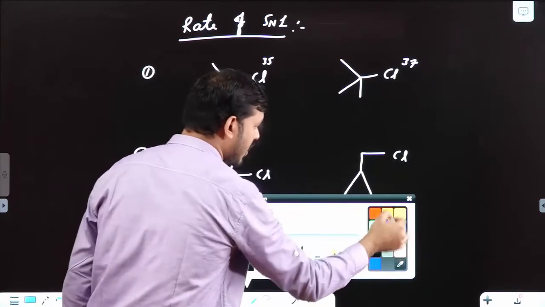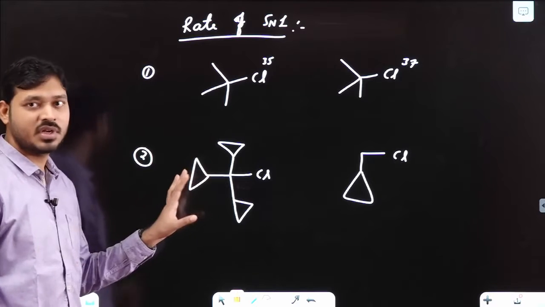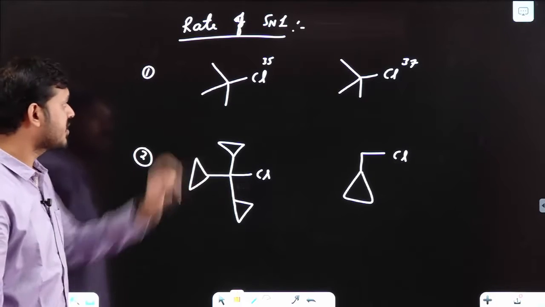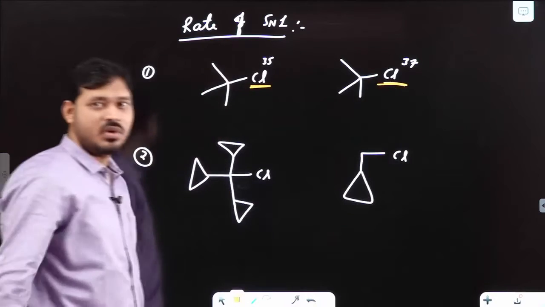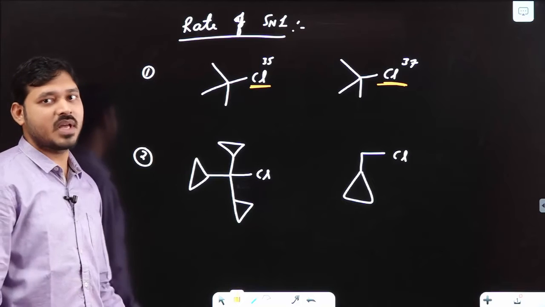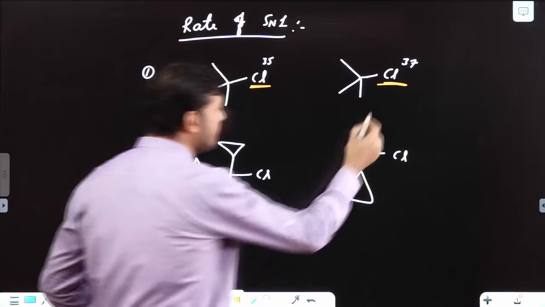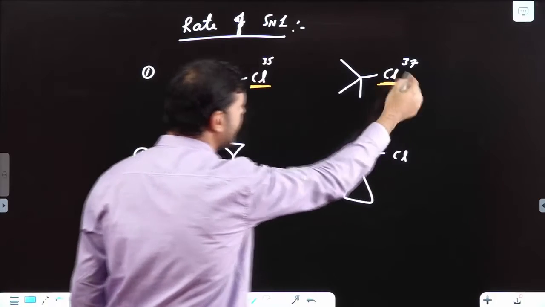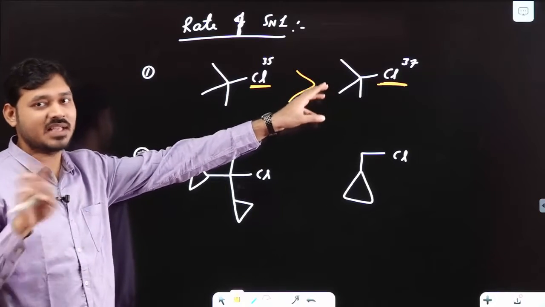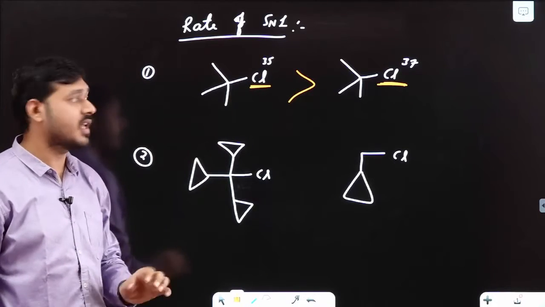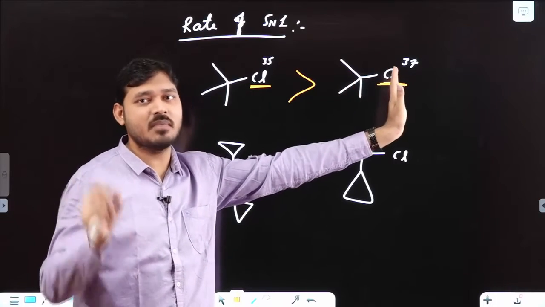Now in these 2 cases you have to find the rate of SN1 reaction. See, here I have used 2 special cases. Now check this one. Here it is just about isotopes. In case of isotopes, always remember the heavier isotope will be a relatively poor leaving group. The leaving group ability of Cl-37 will be lesser with respect to Cl-35. Clear? The reason is simply that it is heavier, so its leaving tendency will be a bit lower.